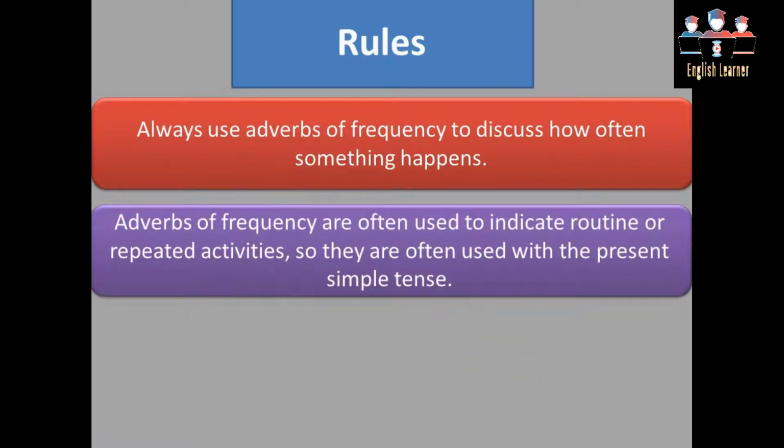Next rule is adverbs of frequency are often used to indicate routine or repeated activities. So they are often used with the present simple tense. As we discussed in the example, we had seen there was a word usually used in a sentence. Usually was indicating that it is part of the routine. So the part of the routine or the repeated activity will be shown in a sentence by the adverb of frequency, and they are going to be used with the present tense, as the present tense is also used to show habits or routine activities.